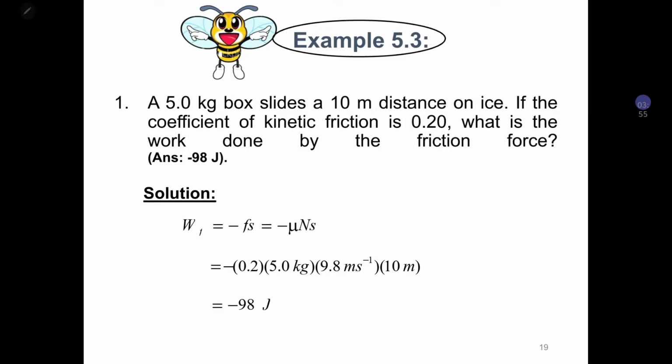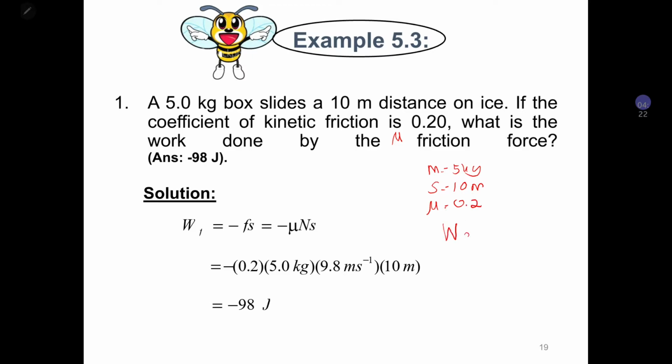Okay, for example, a 5 kg box lies a 10 meter distance on ice. If the coefficient of kinetic friction is 0.2, so this is the value of mu. What is the work done by the friction force? Okay, so diberi M sama dengan 5 kg, S sama dengan 10 meter, mu sama dengan 0.2. Okay, what is the work done by the frictional force?